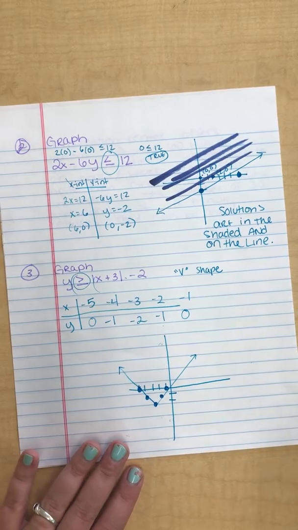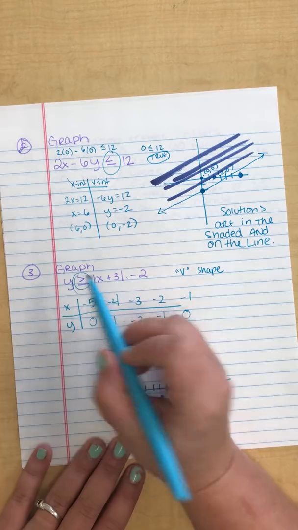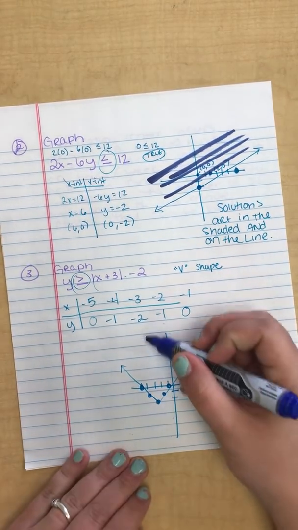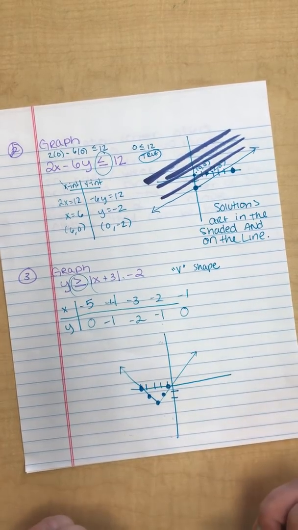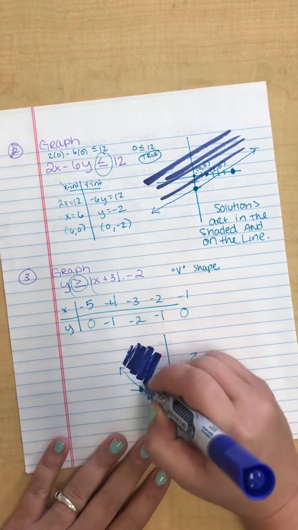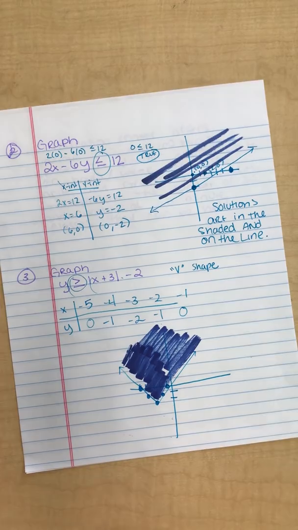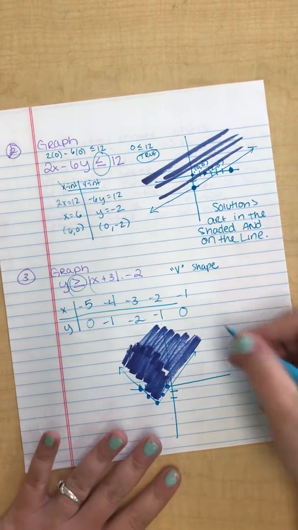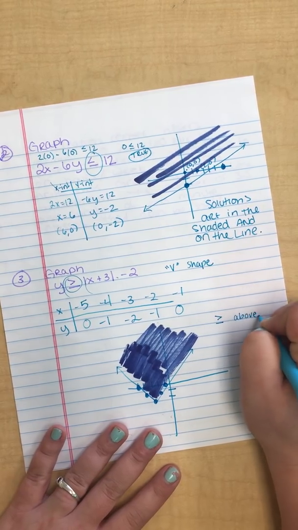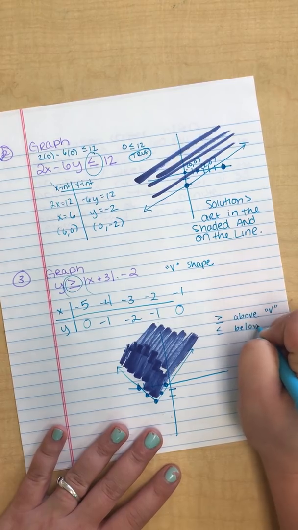And now my shading gets a little bit easier with the V's, or with the absolute values. This says y is greater than. Well, if it's greater than, it's going to be above the vertex. If it's less than, it's going to be below the vertex. So greater than would be above the vertex, so inside the V. If it's greater than, it would be above the V. If it's less than, it'd be below the V.